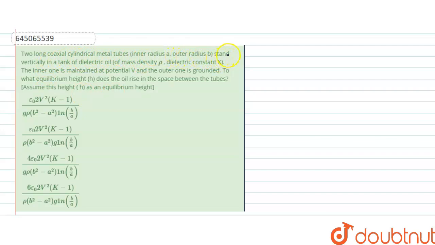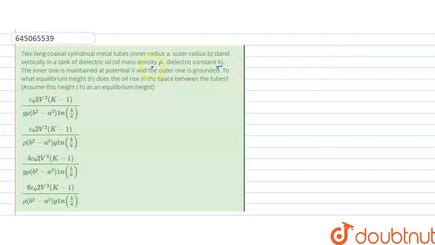The question is that two long coaxial cylindrical metal tubes, with inner radius A and outer radius B, stand vertically in a tank of dielectric oil of mass density rho and dielectric constant K. The inner one is maintained at a potential V and the outer one is grounded. To what equilibrium height H does the oil rise in the space between the tubes? So we assume the height H as an equilibrium height.